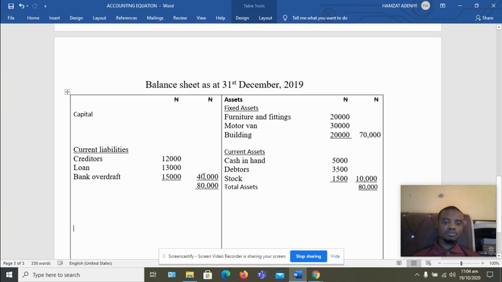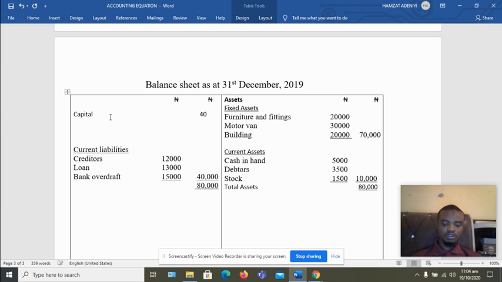Now to get the value of our capital, we have calculated the value of current liabilities to be 40,000: 12,000 plus 13,000 plus 15,000 gives us 40,000 naira. If we calculate it well, 12 plus 13 is 25, and 25 plus 15 is 40. So having this at the back of our mind, the accounting equation will now be assets minus liabilities. That is total assets of 80,000 minus 40,000 naira. So the value of our capital would be 40,000.